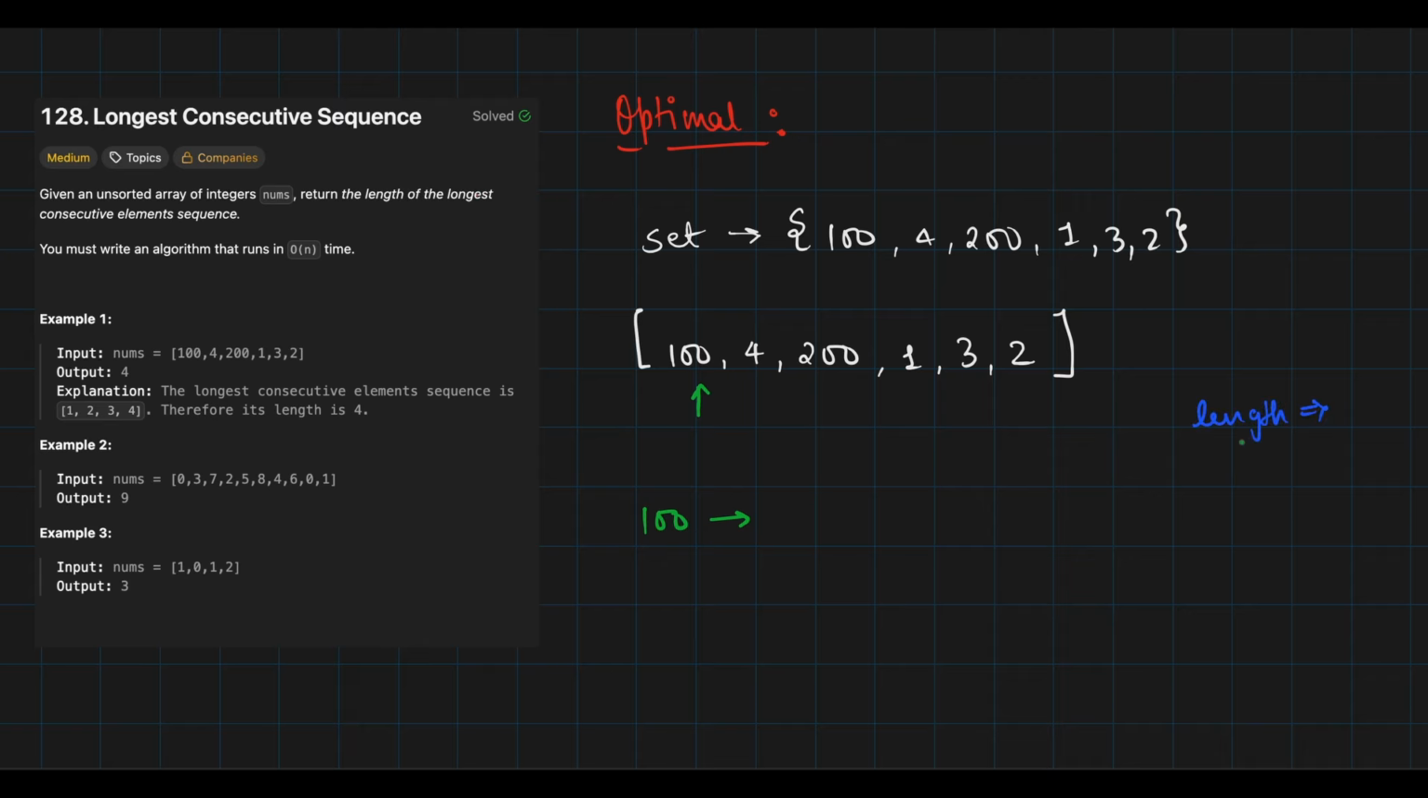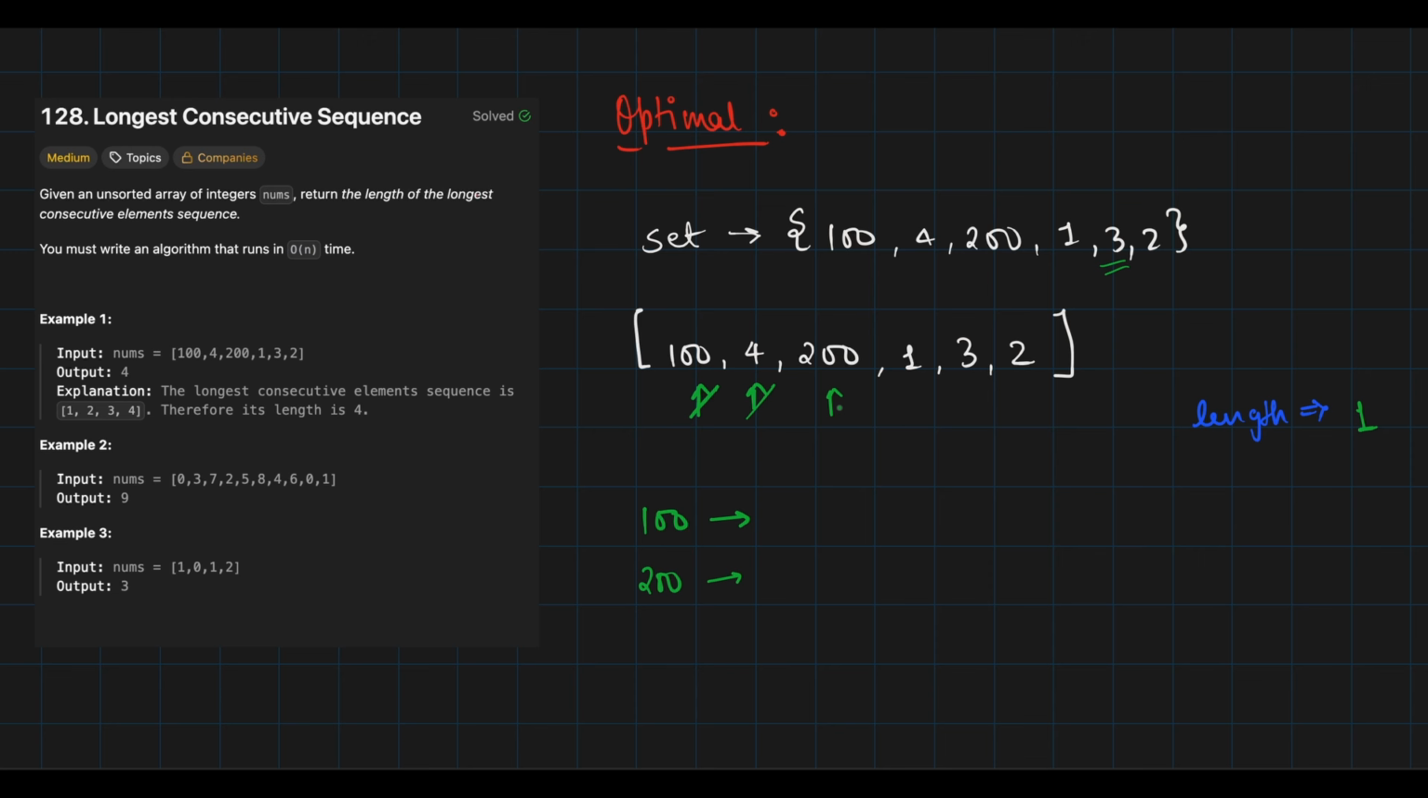So we will keep a variable length to track the maximum length of the consecutive sequence. Until now what we have found is that 100 is the only sequence, so the maximum length is going to be 1. Now after 100 we go to 4, and we check if 4 minus 1, that is 3, is present or not. 3 is present inside the set. That means 4 is not a start to any sequence. So we move further up to 200. We see 200 minus 1 is 199. 199 is also not present. So 200 could be a start to a sequence.